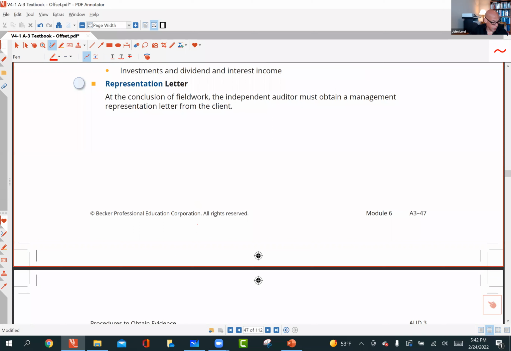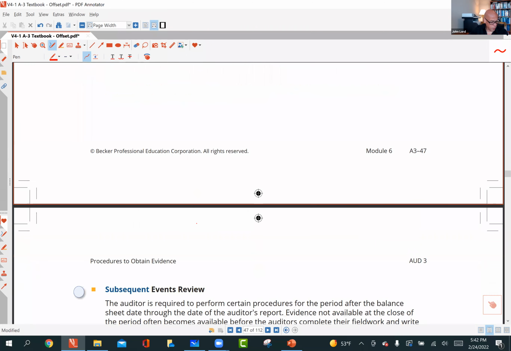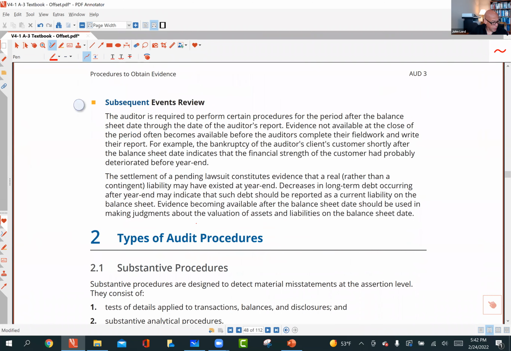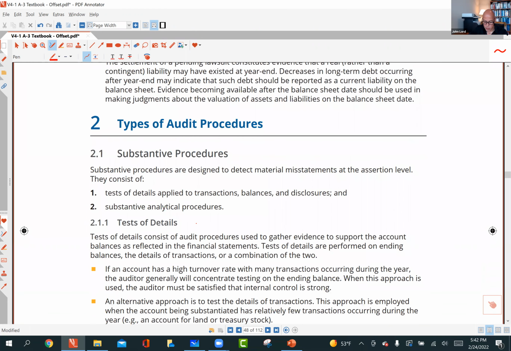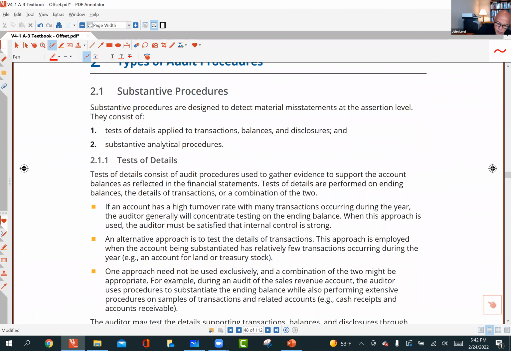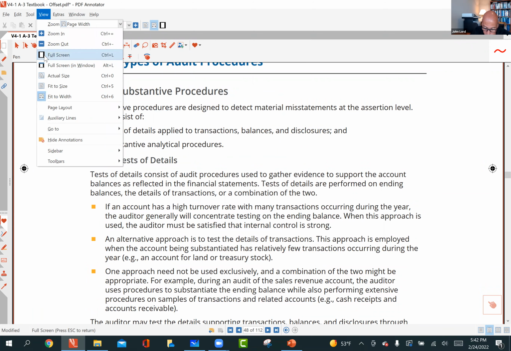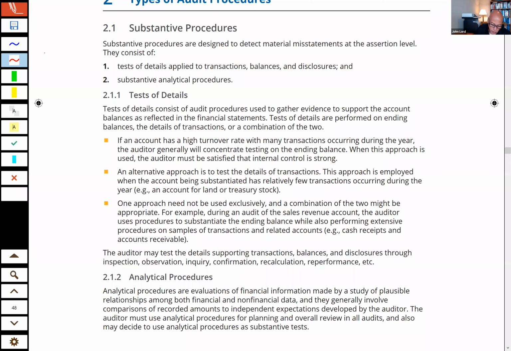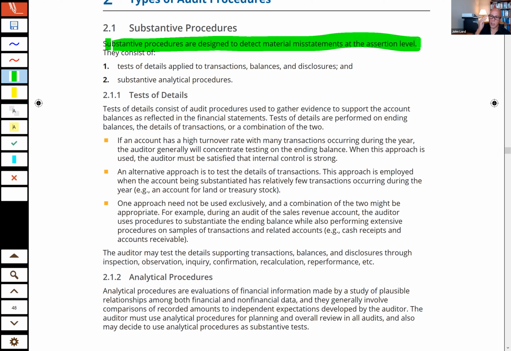Okay. And what I'm going to do is come over and talk about types of substantive procedures, where they do give us some broad labels on substantive procedures that are useful for us. So let's just look at that. When we look at our substantive procedures, they are designed to do what? To detect material misstatement. In other words, we put our substantive procedures in place to lower our detection risk, right?